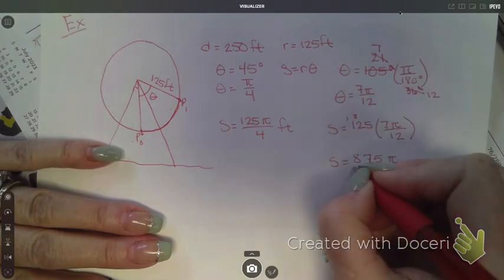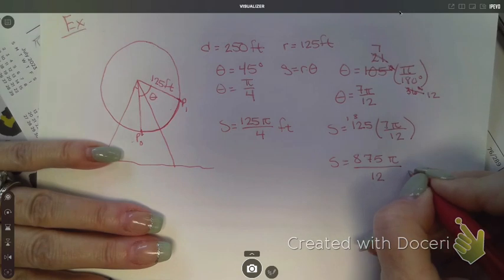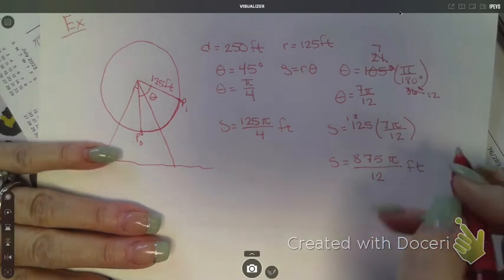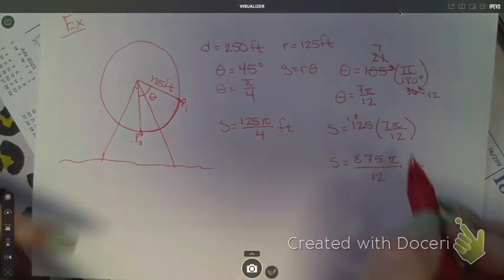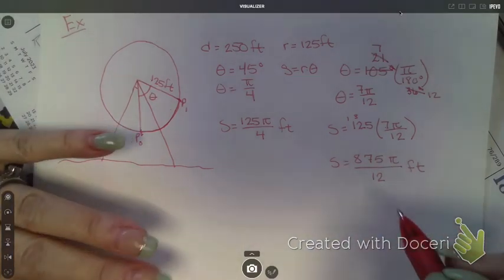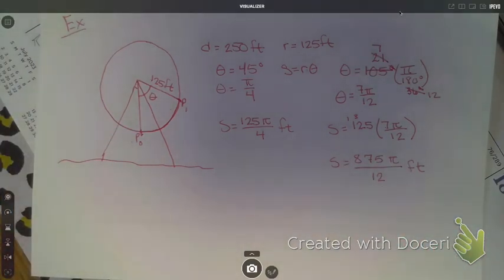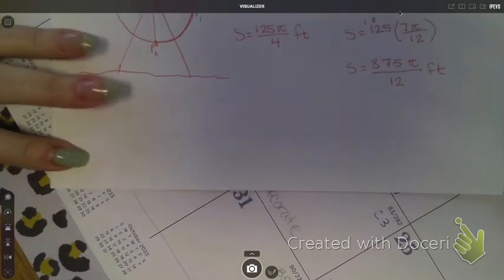875 pi over 12 feet. Now, since I tried to reduce before, is this going to reduce? No. That's why we reduce first, because I don't want to reduce 875 by 12. Do you? Nope. Was it that bad? Write down information. Make yourself a lousy picture. You all can draw as good as me. I know you can.